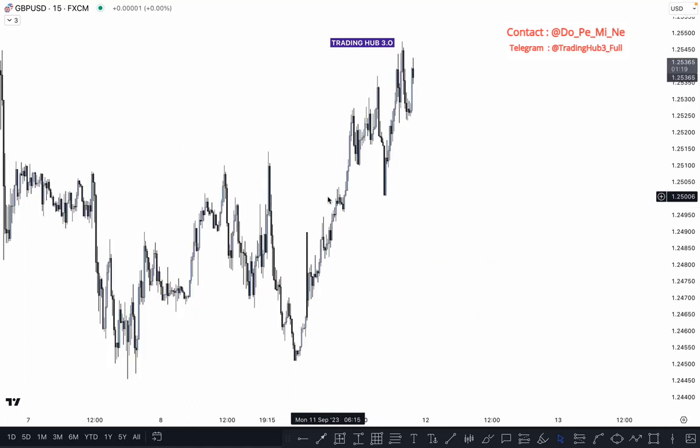Please do today's GBP analysis. Which GBP? You can text me on Telegram with your chart, then I can explain it better.